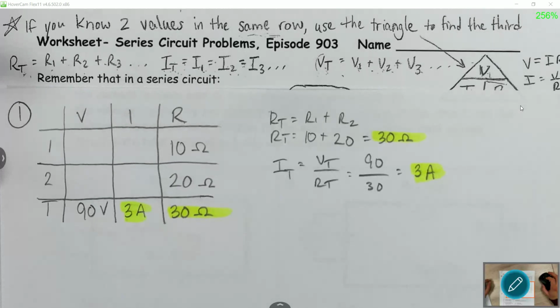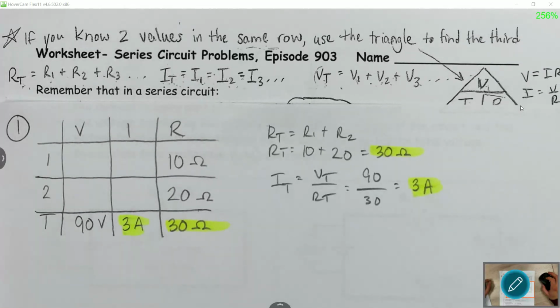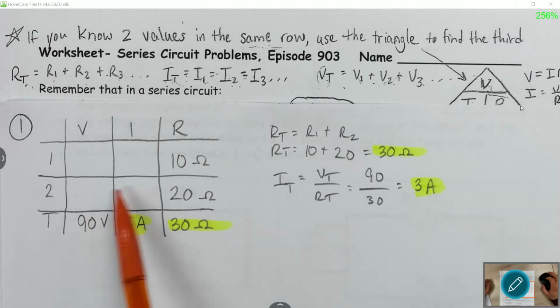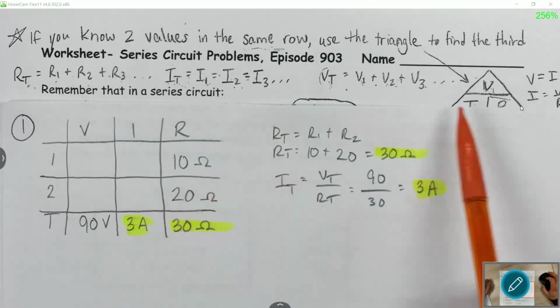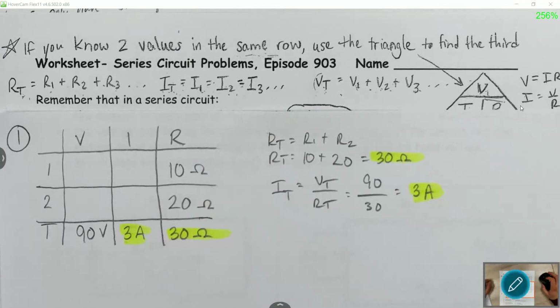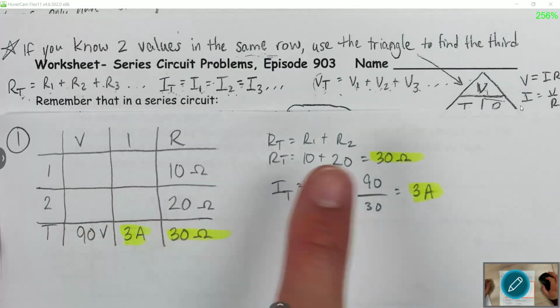All right, so when we have that, can I use the triangle again in these two to find either one of these guys? No, because I don't have two in the same row. So now, again, we have to go back to the rule. Rule, picture, triangle. We don't have two in the same row, so we can't use the triangle, but let's go back to the rules.